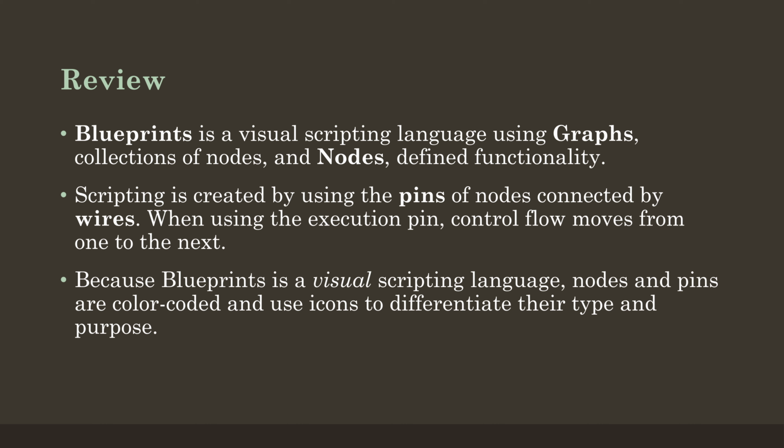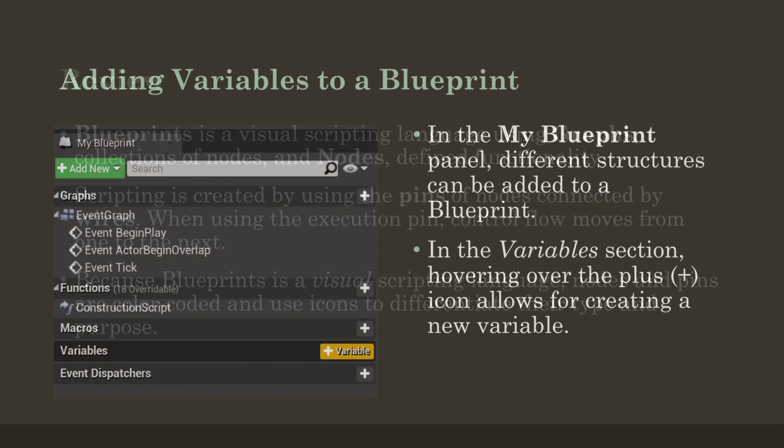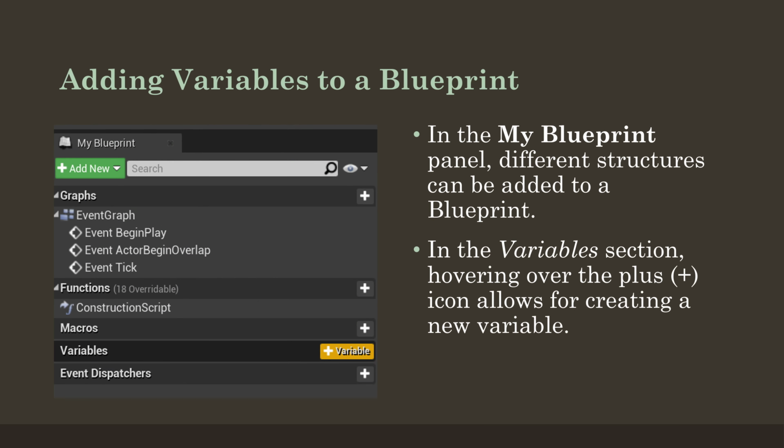So let's talk a little bit about how we add variables to blueprints. To start, we need a blueprint. Based on an actor, we can create a subclass that gives us access to a blueprint to do visual scripting. Once we have the blueprint editor open for an existing blueprint, we can add a variable by going to the My Blueprint panel and under the Variables section, hovering our mouse over the plus symbol for plus variable. This will allow us to add new variables to the blueprint, which are only available to that blueprint.